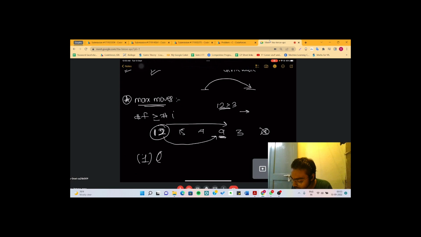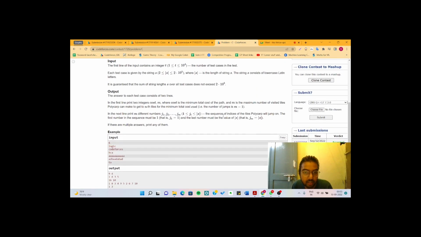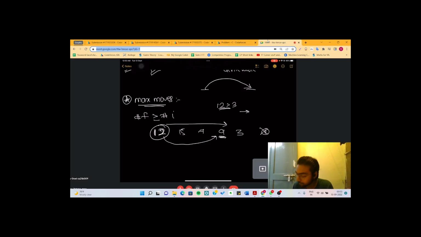Now they are expecting us to answer in a one-indexed array, not a zero-indexed array, because we can see the test cases are such that they have written here that the first number in the sequence should be 1, where we have to print the sequence of indices. So it is a one-indexed array. So first you put 1, then you put 4.